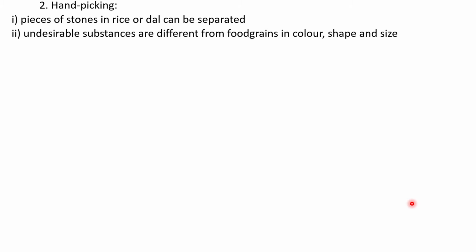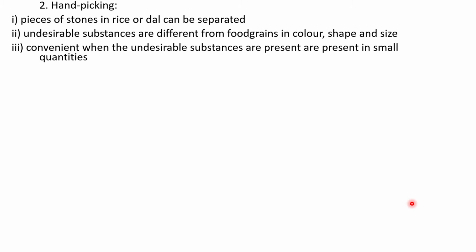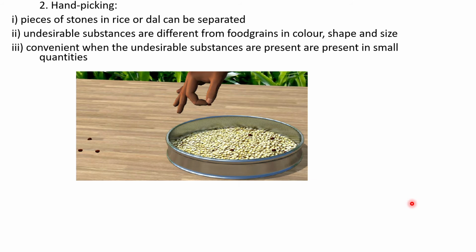Next is hand picking. So pieces of stones in rice or dal can be separated by hand picking. Undesirable substances are different from food grains in color, shape and size. This hand picking is convenient when the undesirable substances are present in small quantities. Okay, so here this is the process of hand picking.